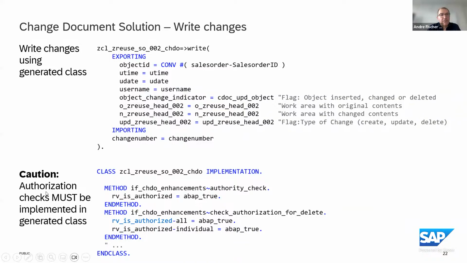Also, caution, you must be authorized to do so, right? So therefore, there are two methods that have to be implemented, not the way I did it here. I just put in here RV is authorized ABAP true. Here you would implement more sophisticated authorization checks for sure, but it just should show what is the important stuff, because by default they return ABAP false and it wouldn't work.